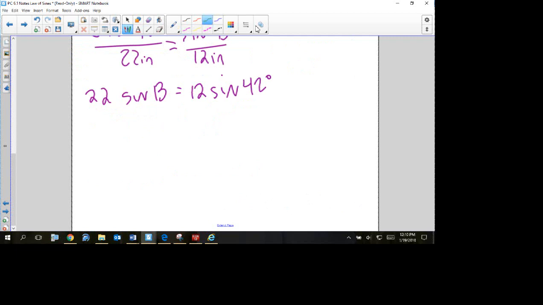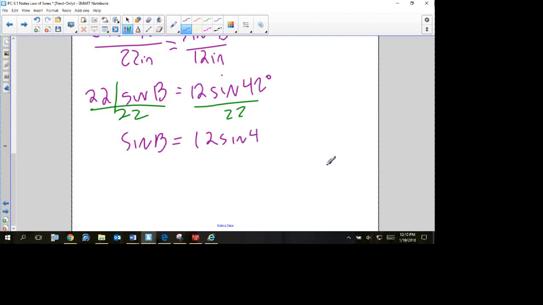And then you can't divide by 22 sine. The sine is attached to the B, so these are two pieces here. You have to divide by 22. Then you get sine B equals that. So how do you get rid of sine so you just get the angle B? The inverse, right? So that will be our next step. We're going to do sine inverse to both sides. And on your calculator, go ahead and type in the inverse sine of 12 sine 42 degrees divided by 22.